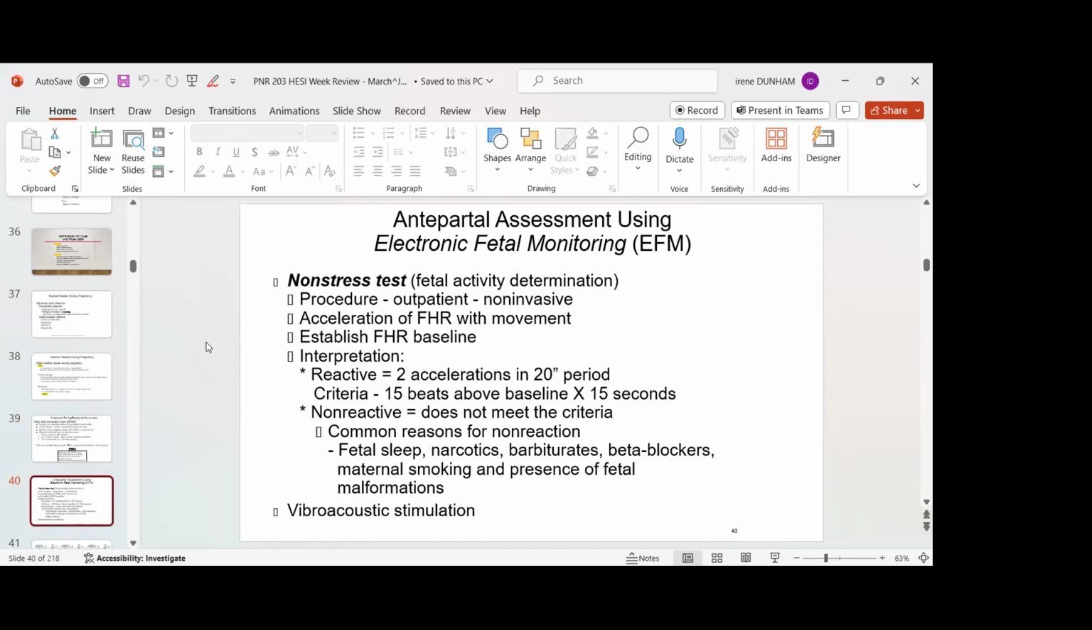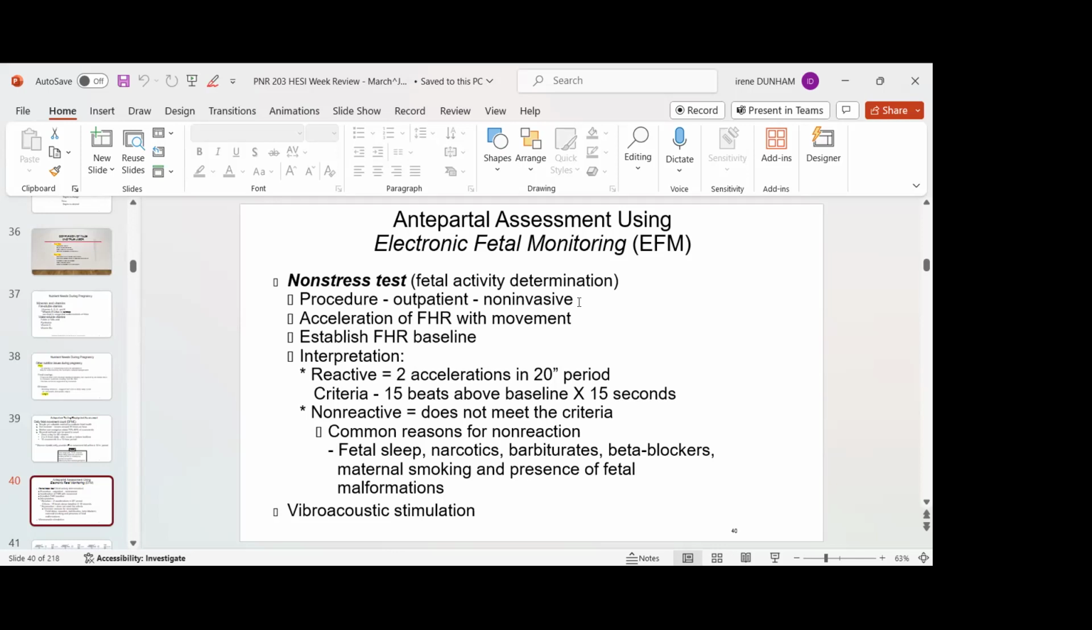Now we can do a non-invasive antepartum assessment. It's by electronic fetal monitoring. So she comes in and we can do a non-stress test. You put the monitor on, the ultrasound transducer and the toco, and you give mom a little buzzer. When she feels the baby move within a 20-minute period, she presses that little marker. You want to see what the baby's reaction is.